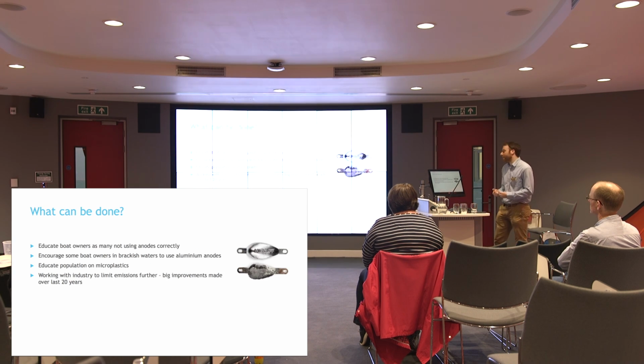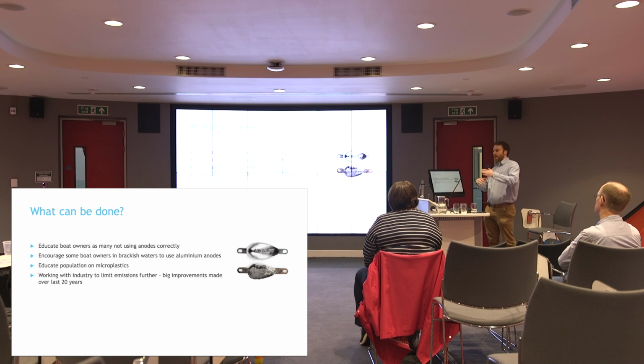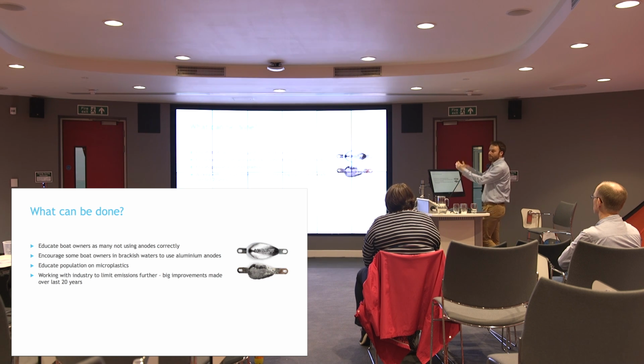So what can we do about this? Well, for anode use, we can educate boat owners. Boat owners showed a lack of knowledge in some cases with anode use, so if we educate them about good anode practice, that can help limit the amount of zinc coming from anodes. And also in some environments, such as the Upper Hampshire, we can encourage them to use aluminium anodes, and this will help to limit the amount of zinc being released.